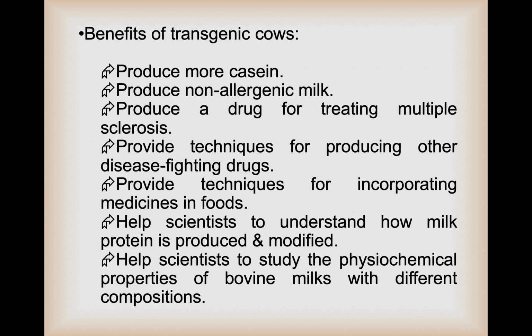So now the benefits of the transgenic cows are, among them, to produce more casein, produce non-allergenic protein for those who are allergic to protein for whatever reason apart from lactose intolerance, produce a drug for treating multiple sclerosis, and we will actually see about this in farming, pharming, provide techniques for producing other disease-fighting drugs, for incorporating medicines into food as well. It is also done to help scientists understand how milk protein is produced and modified, and also to study the physical or physiochemical properties of bovine milk with different compositions.